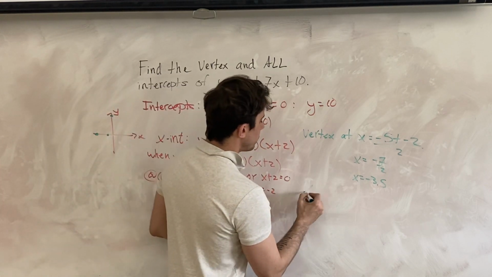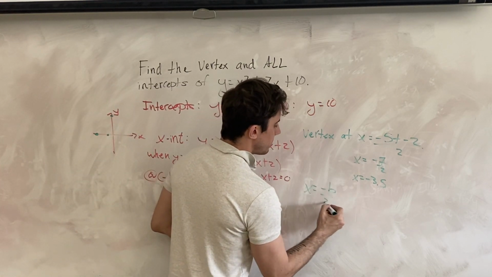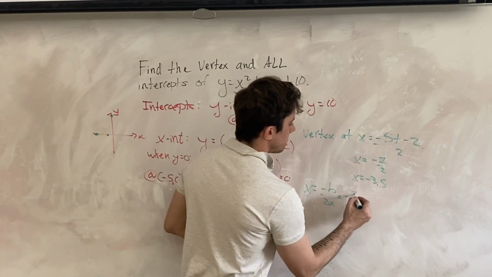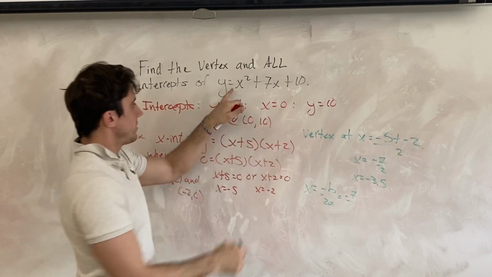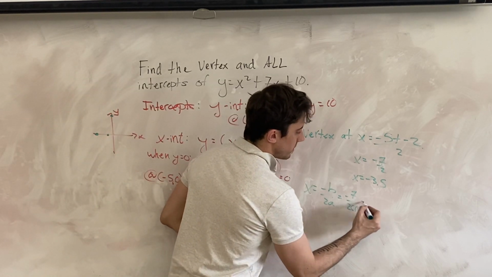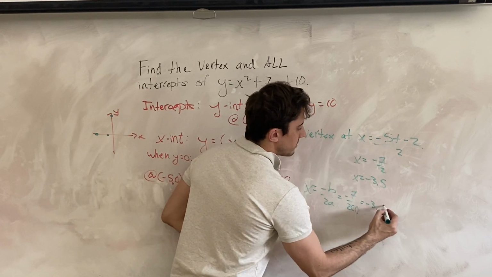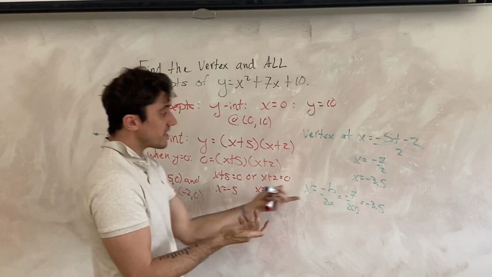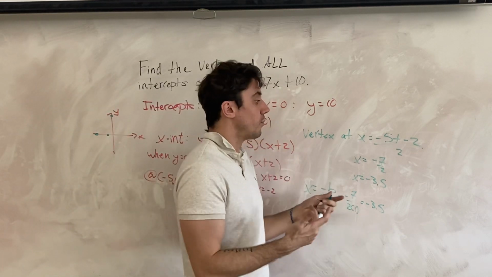I'm sure another way you've learned it is negative b over 2a. And that'll give us the same value. Negative b means negative 7 over 2 times a. The leading coefficient is just 1. That's negative 7 over 2 times 1, which of course is again negative 3.5. And so now we have the x-coordinate of the vertex. However, we don't have the y-coordinate, right?